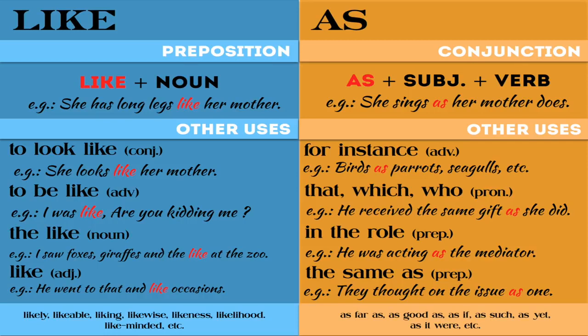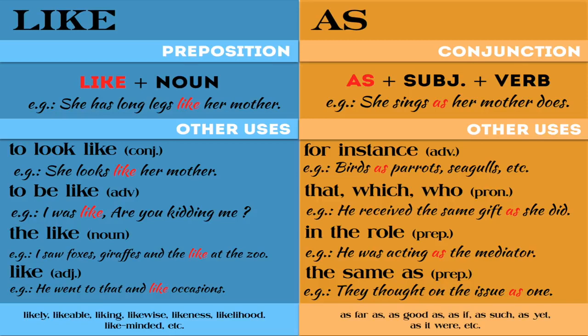Then we have like-minded. Like-minded is an adjective and it means having a similar opinion or purpose. So now let's look at other uses of as. As can also mean for instance, and is an adverb. The example that I wrote: birds, as parrots, seagulls, etc. Then, as could also be a pronoun. So it replaces that, which, or who.